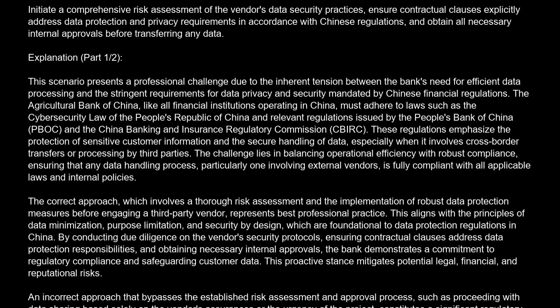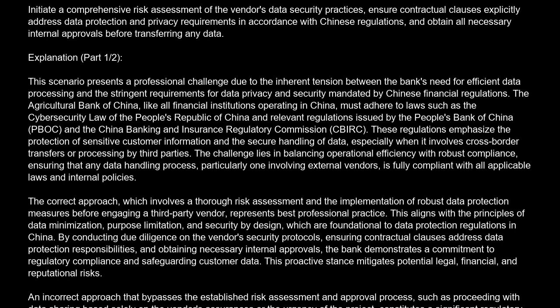The correct answer is C. Initiate a comprehensive risk assessment of the vendor's data security practices. Ensure contractual clauses explicitly address data protection and privacy requirements in accordance with Chinese regulations, and obtain all necessary internal approvals before transferring any data.